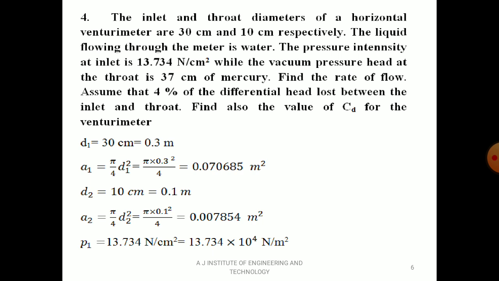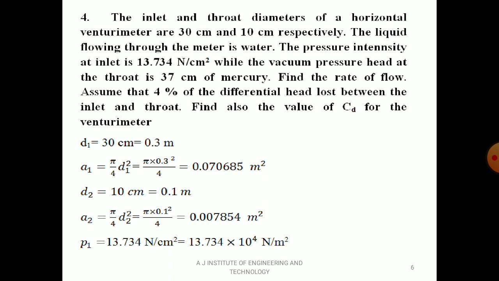Here also the inlet diameter is given as 30 cm, the throat diameter is 10 cm, and the flowing fluid is water, which has specific gravity equal to 1. The pressure intensity at inlet, that is P1, equal to 13.734 Newton per centimeter square, while the vacuum pressure head at the throat is 37 centimeter of mercury. So P2 divided by rho m g equal to 37 centimeter of mercury.